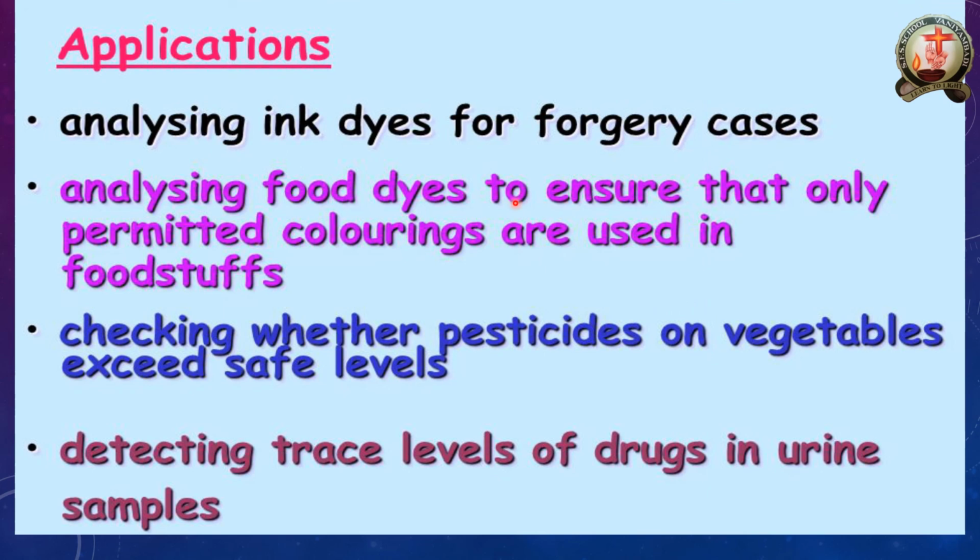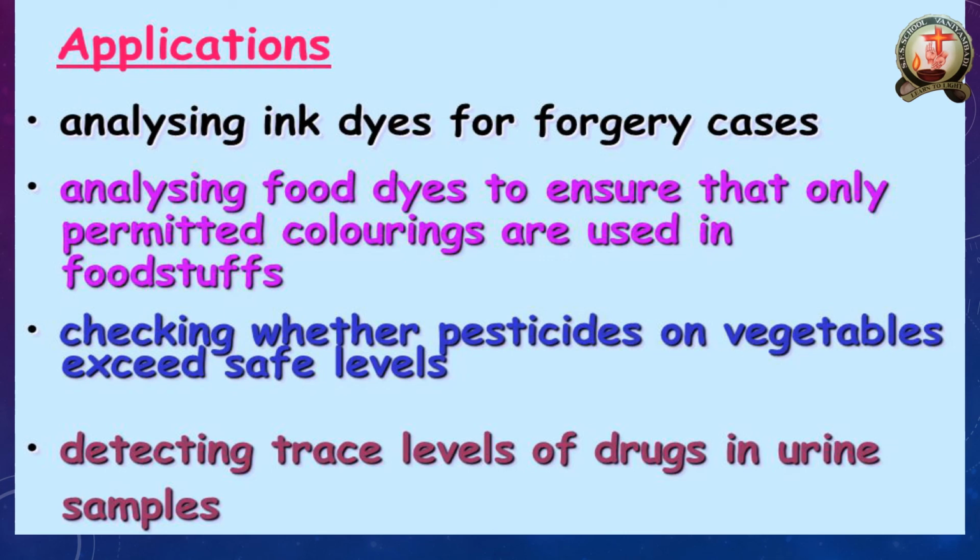Applications: this is very important for the analysis of inks in ink manufacturing factories, food dyes and colorings, and in the manufacturing of powders. Then checking whether the pesticides on vegetables exceed the safe level, when we spray pesticides on crops to avoid insect attack. The quantity should be very minimal. If it is exceeded, the chromatogram is helpful to identify the excess level.